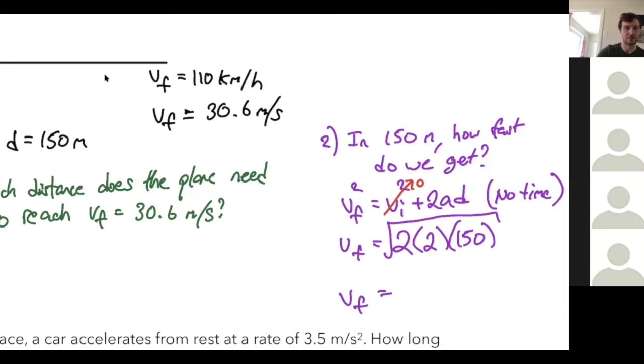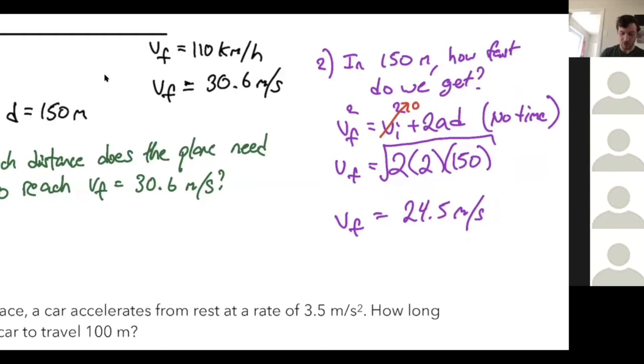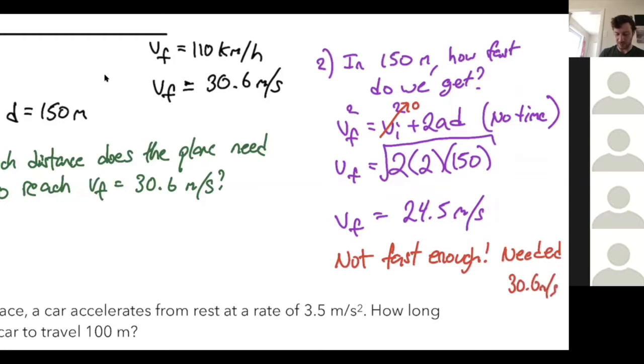So according to this, our final velocity, where is my note? There we go. We get 24.5 meters per second. What does that tell us? Well, I ran out of room, but it tells us that that is not fast enough. We needed 30.6 meters per second to take off. So this plane does not actually work out. It can't take off on this 150-meter runway.